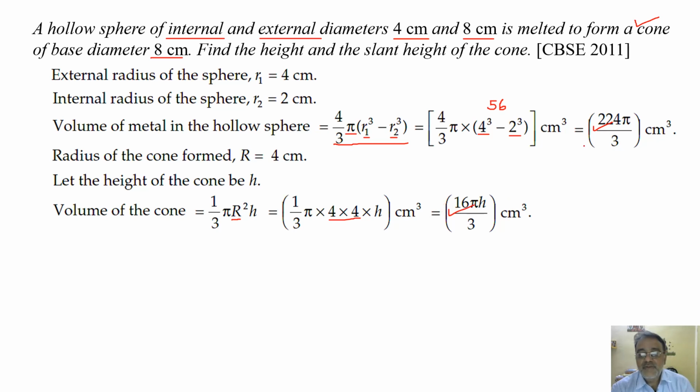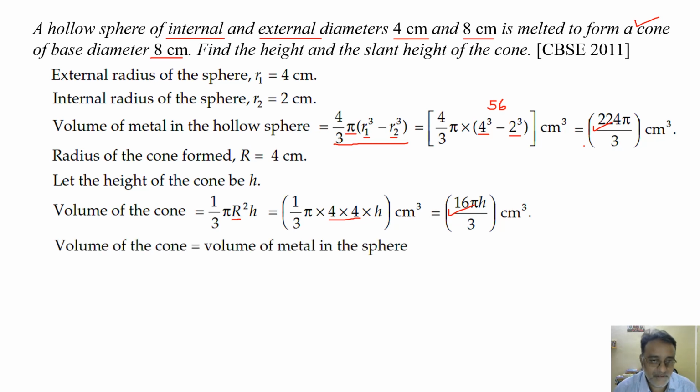Right. Yes, sir. So now we have converted the hollow sphere into a cone, so the volume of both will be the same. So volume of cone we have already calculated, 16 pi h by 3, and this is 224 pi by 3. So see the calculation, 3 will be cancelled, pi will be cancelled, and 224 by 16 is nothing but 14. Okay. So h is equal to 14 centimeter.